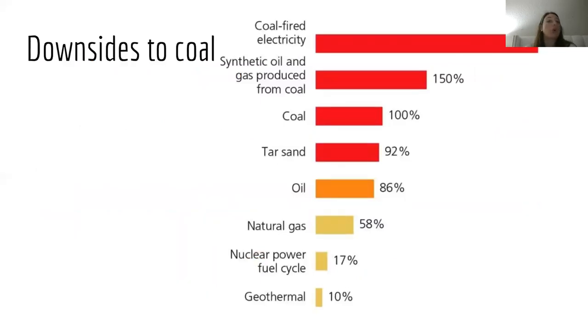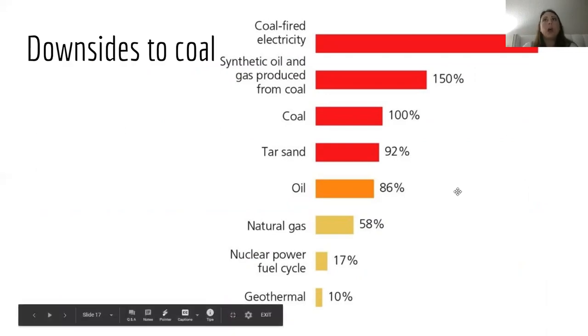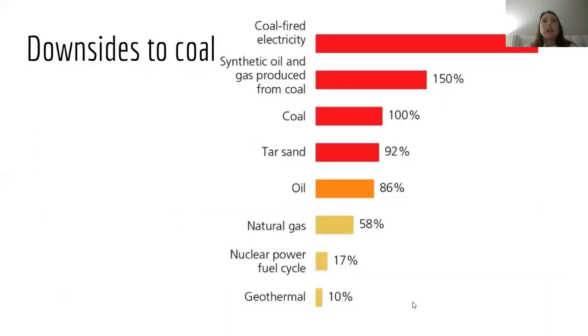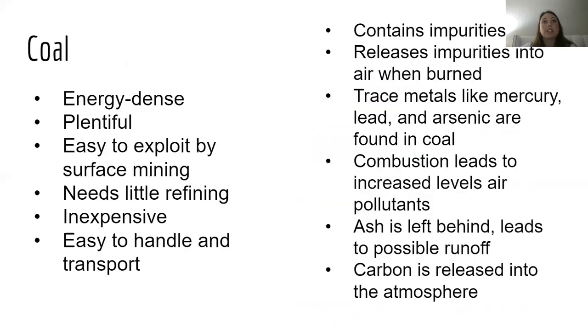Major downsides to coal. Coal is the fossil fuel we like the least, okay? So if we look at this graph, it probably shows us the amount of CO2 released by the various fossil fuels. And we see that coal-fired electricity releases the most carbon dioxide. So that's a major downside. So coal has some downsides.